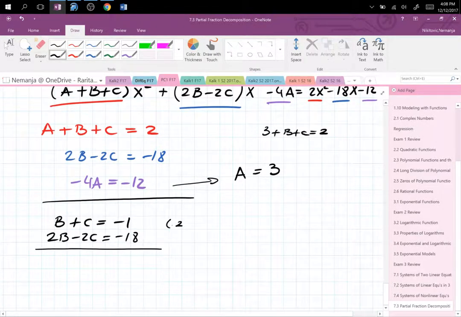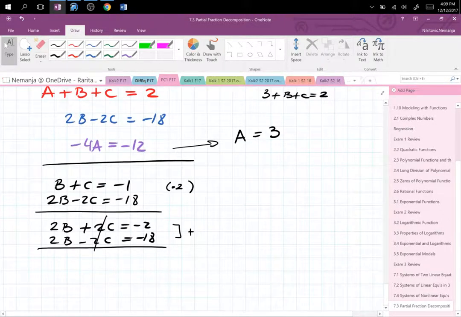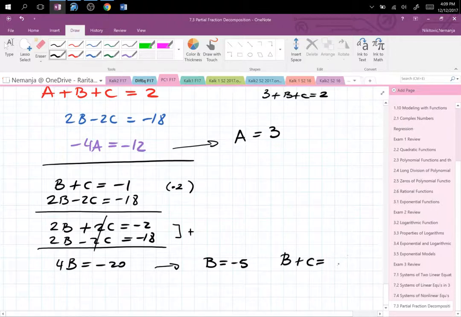Times 2 on the upper equation to kill the c's. So 2b plus 2c equals to negative 2. 2b minus 2c is equal to negative 18. Add them up. C's die. And we have 4b is equal to negative 20. B is negative 5. So bring out b plus c equals, you can use any equation because you have a and b. To find c, there's a negative 5 plus c equals to negative 1, c equals to 4.